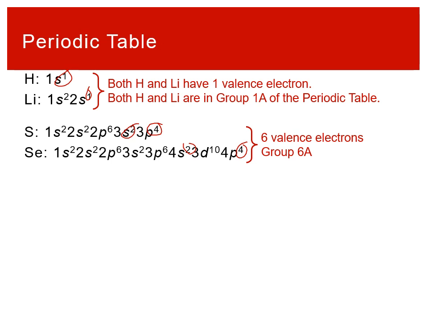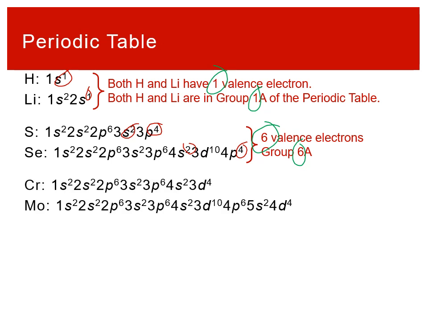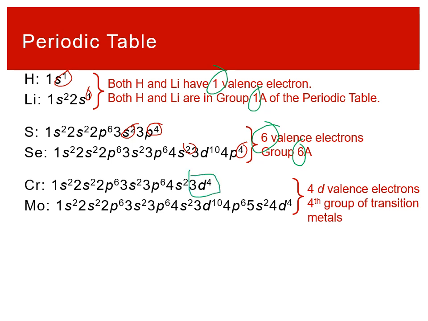In a given column of the periodic table, the atoms have the number of valence electrons equal to the group number. So group 1, all atoms have 1 valence electron. Group 6, they all have 6 valence electrons. When we go to the transition metals, it gets a little bit different. But more importantly, we can focus on the fact that titanium, 3d has 4, molybdenum, 4d has 4. These are both transition metals, and they are in the 4th group of the transition metals.